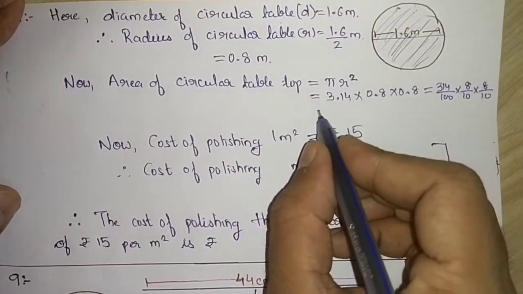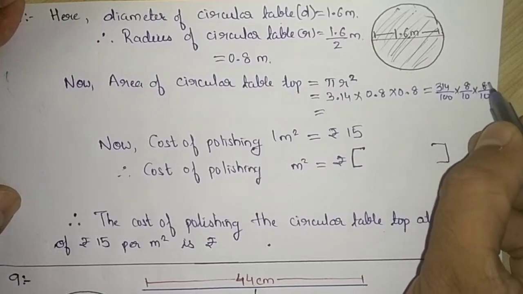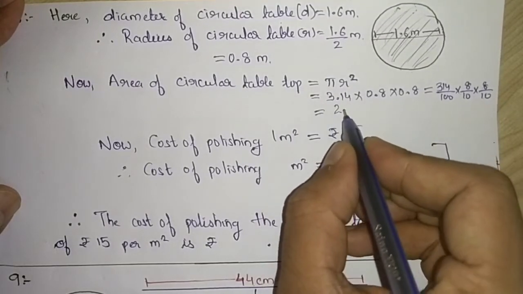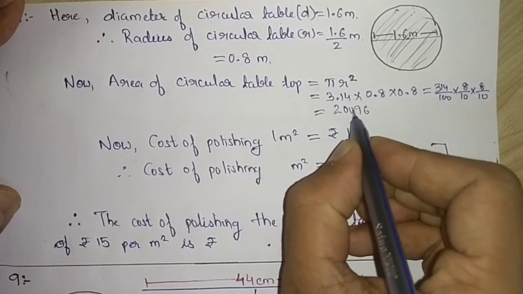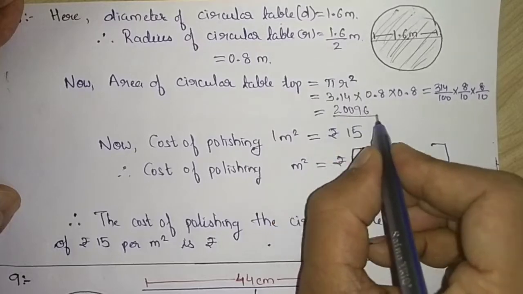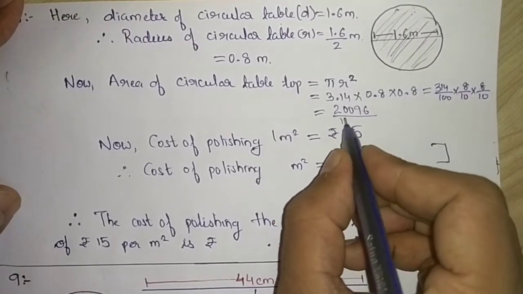When I multiply all the above values, 314 into 8 into 8, I will get 20096, that is 20,096 divided by 10,000.